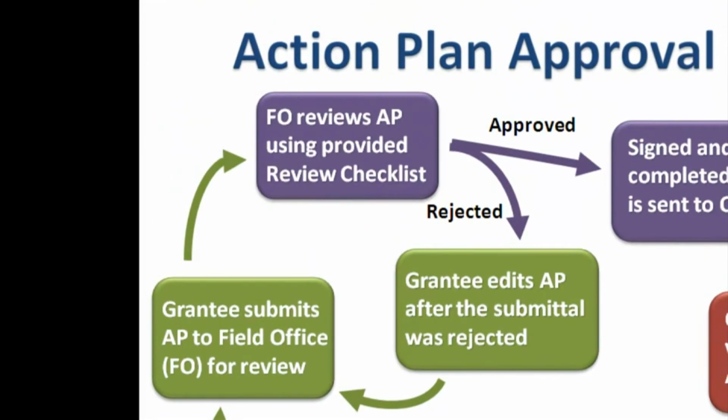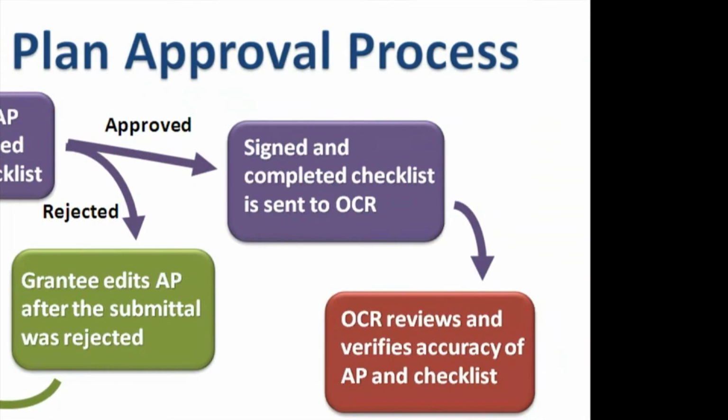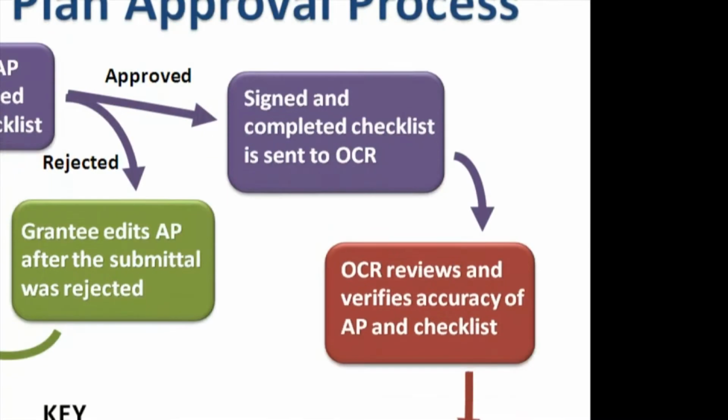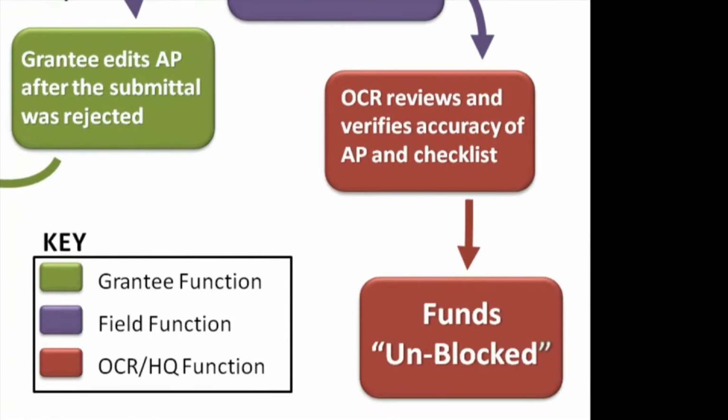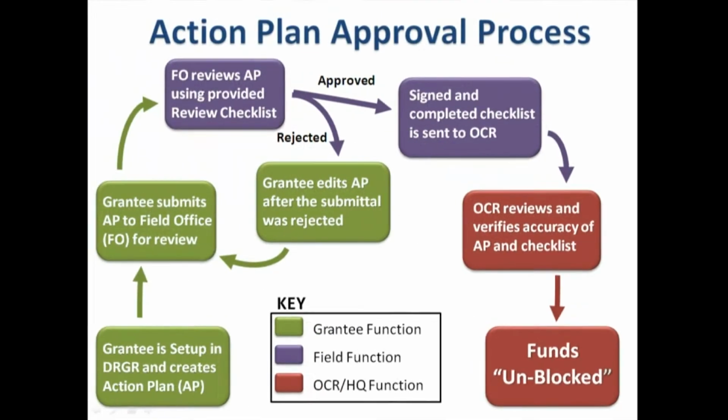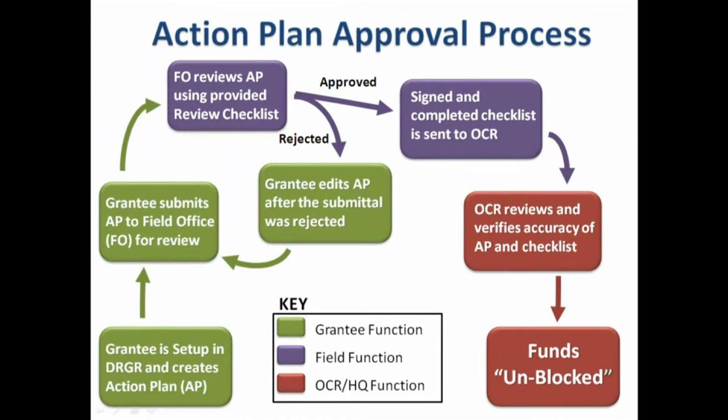A rejected action plan, of course, goes back to the grantee for edits. If the action plan is approved, the field office signs the checklist and sends it to OCR for review. After OCR reviews the checklist for accuracy, funds will then be unblocked.